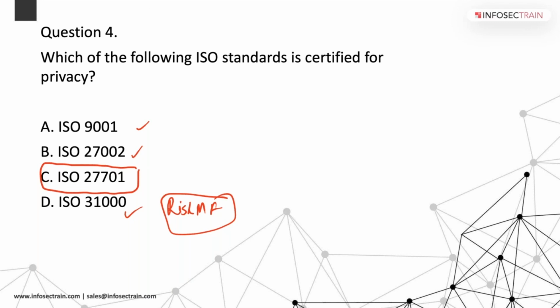And then there is 27001, which deals with your particular privacy. So when we are talking about this kind of thing, this will be option number C. If you want to search, you can search as well. It is going to talk about the same thing. These small things will help us with these particular parts.